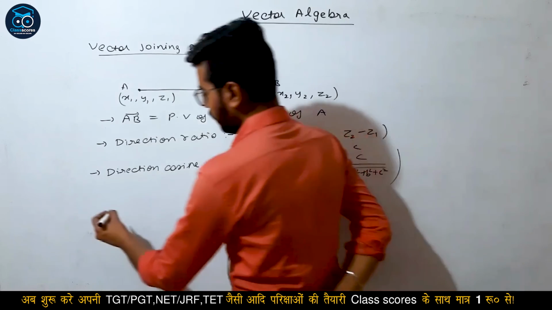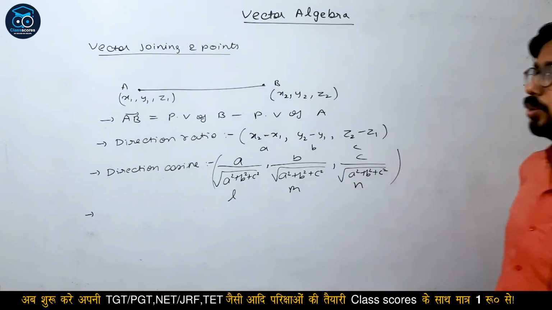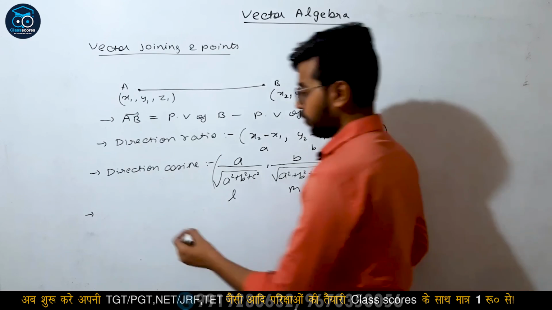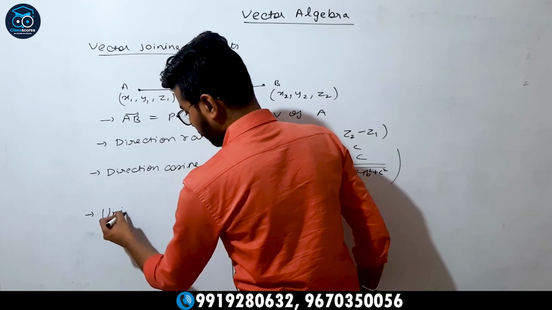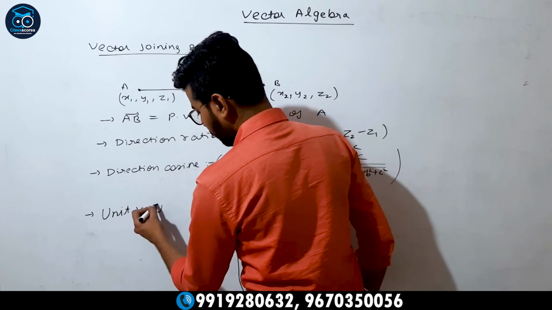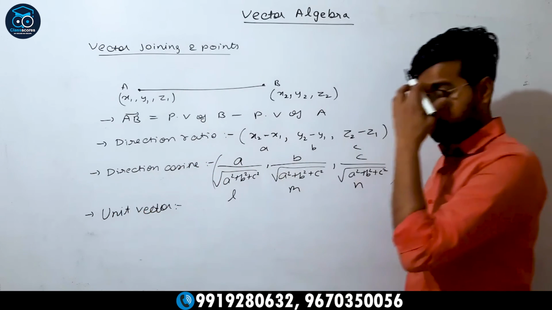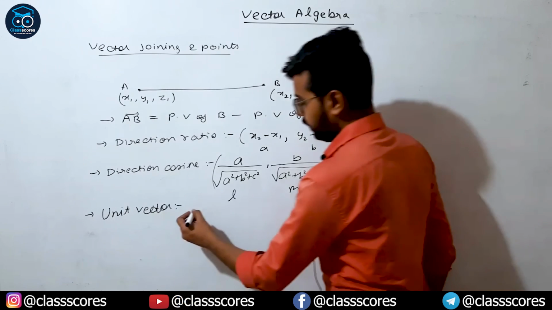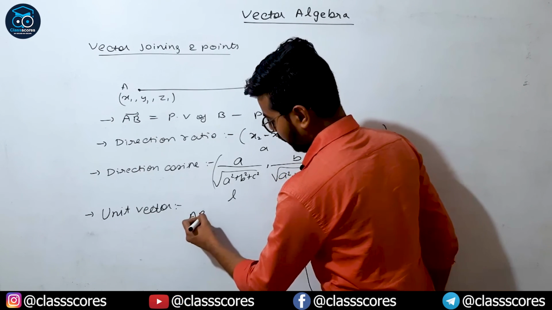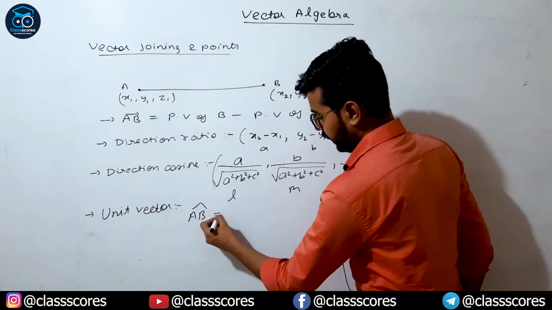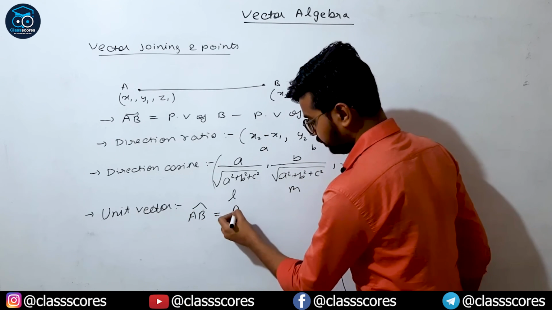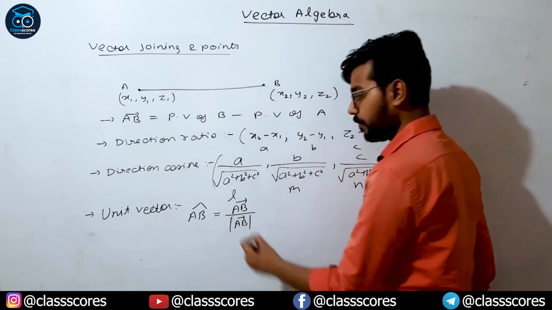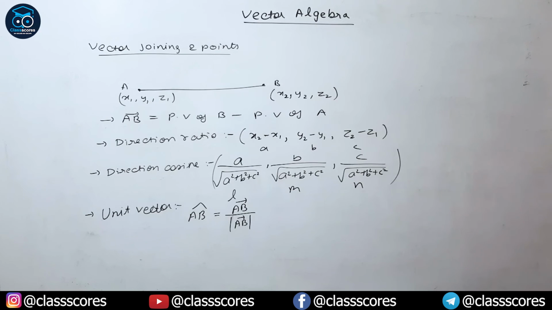Okay, after that we can also find the unit vector of this line segment. Now remember, what is a unit vector? Recall this. The vector whose magnitude is 1. It will be represented as AB whole cap, and it will be AB vector divided by mod of AB vector. How can we find unit vector by this?